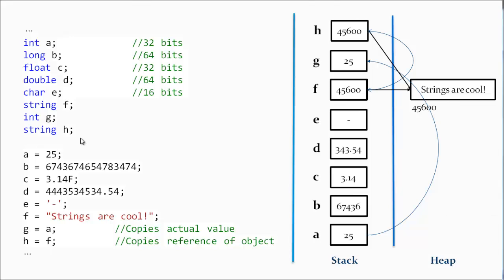While assignment in reference type behaves differently. Here, if we assign f to h, only the reference will get copied, and h will start pointing to the same string object. Also, when we learn functions, we will see that by default value types pass parameters by value, while reference types pass parameters by reference.